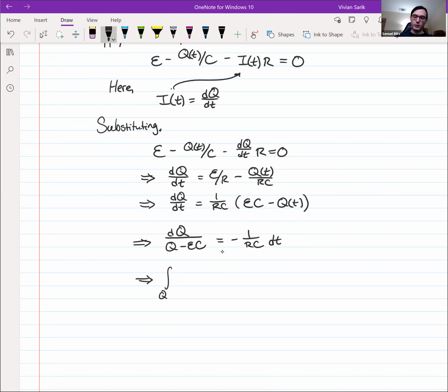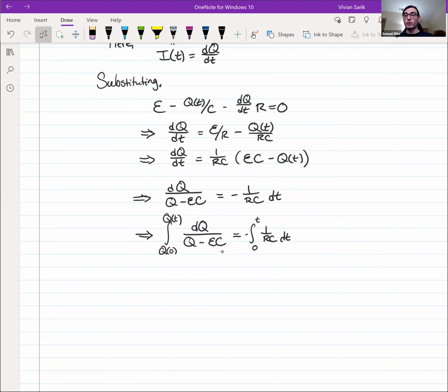So we have q of 0 and q of t. This is equal to, and we're integrating dq over q minus EC. This is equal to an integral from 0 to t, negative 1 over RC dt. So it's a lot like the same, we just have this extra term down here. And we have an extra minus sign. Well, anyway, and so then we just do the integrals. We can just do this integral though, it's just a log.